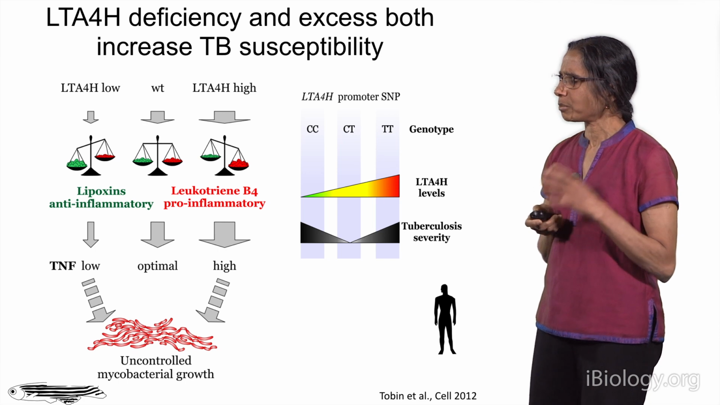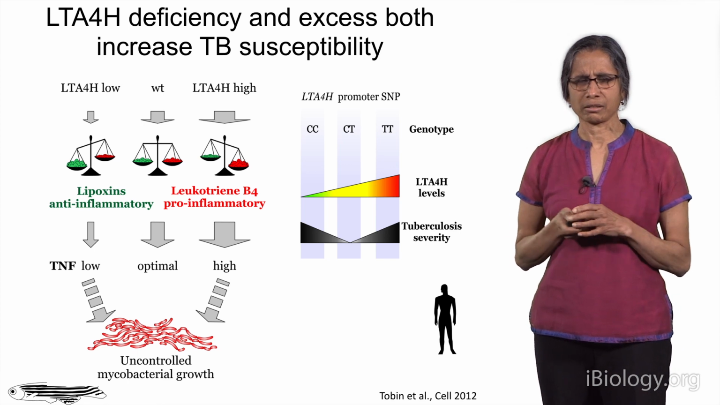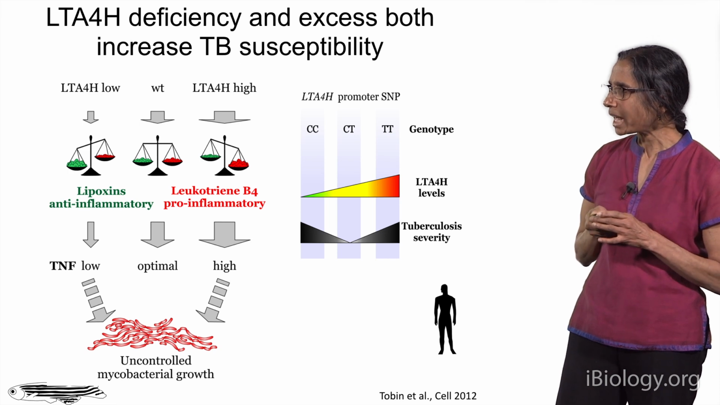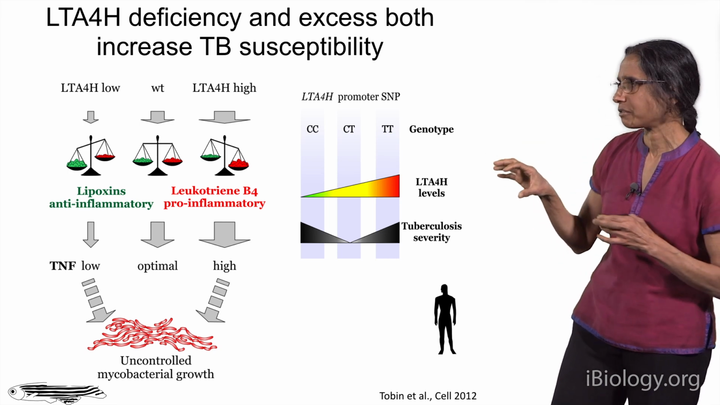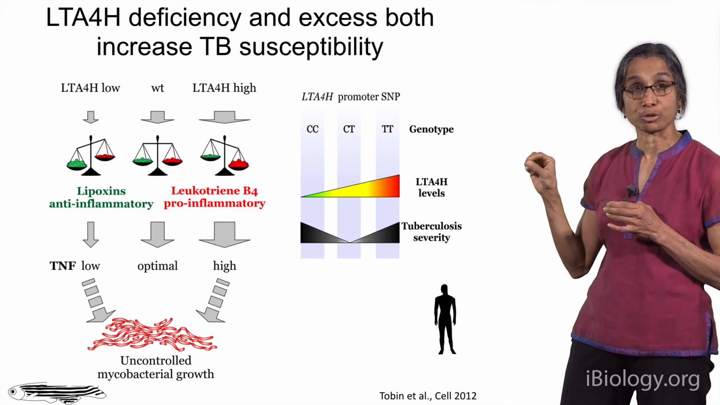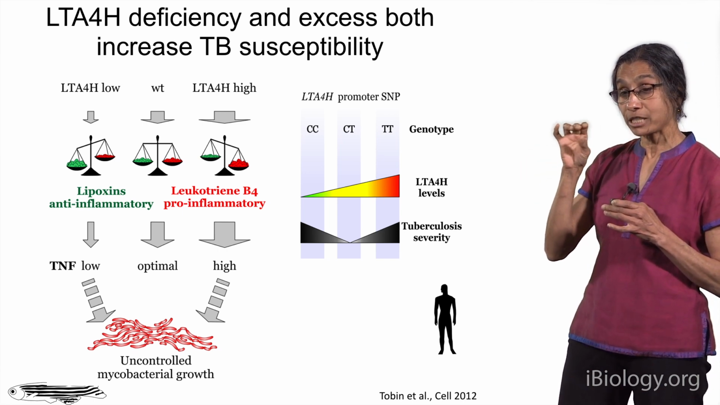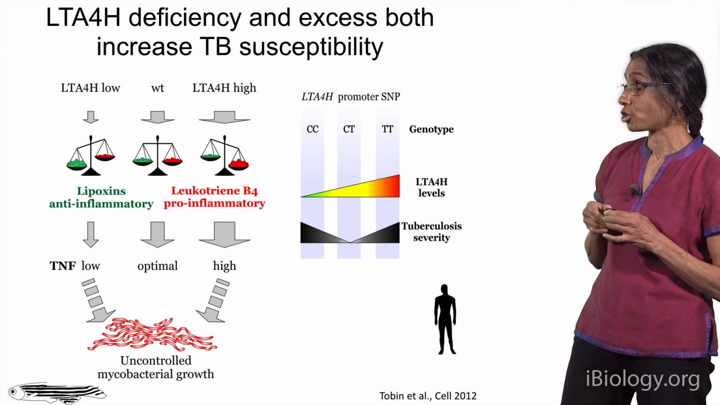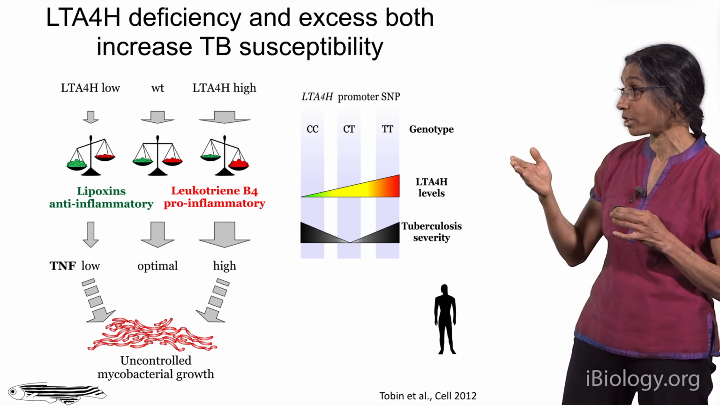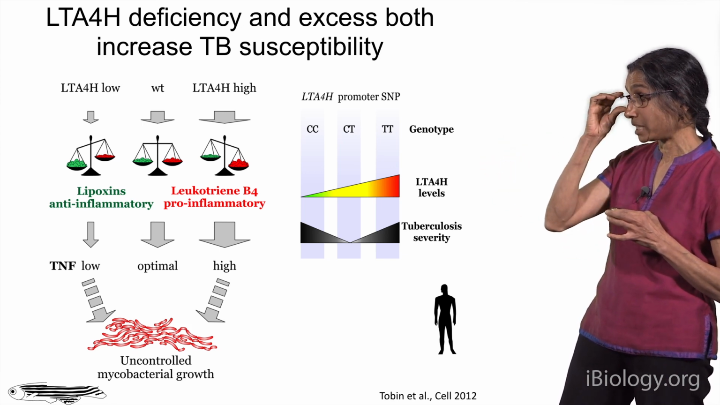Okay, so before we went any further, we asked ourselves, okay, well, this is all done in fish eggs, caviar. Does this have anything to do with human TB? And so let me give you the punchline first. What David found was a promoter variant in the human leukotriene A4 hydrolase promoter. And it was a C to T transition. And he was able to show that CCs made very little of the leukotriene A4 hydrolase, TTs made more, and the CTs made intermediate levels.